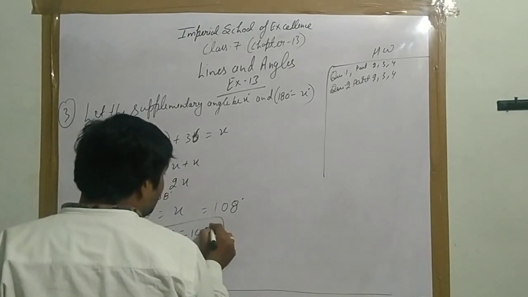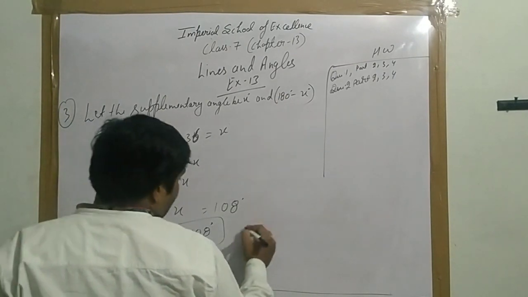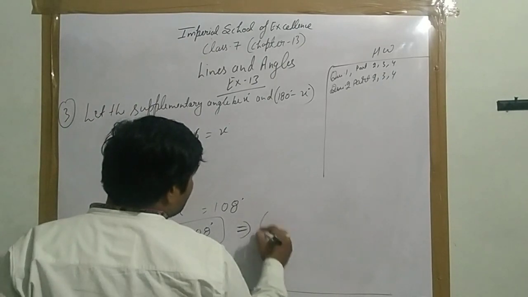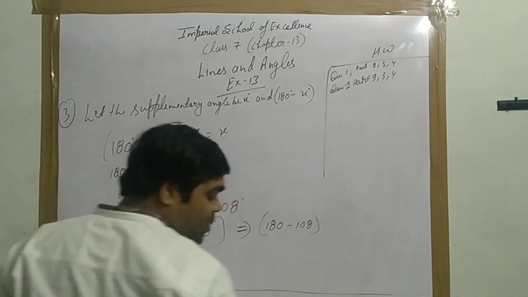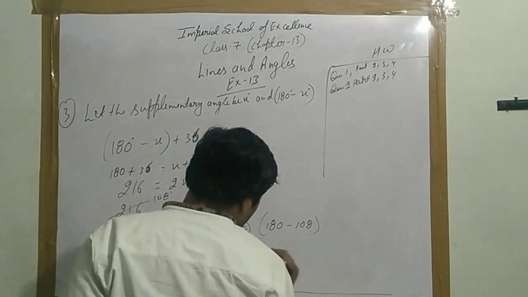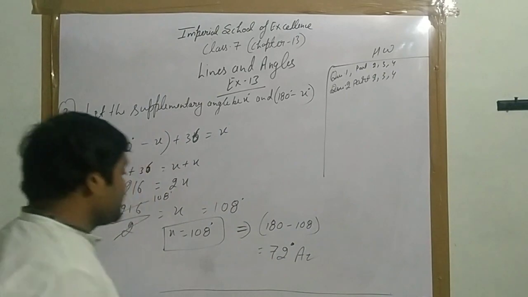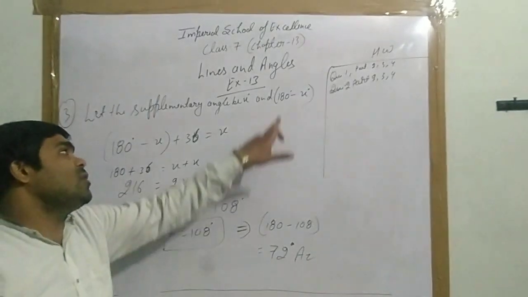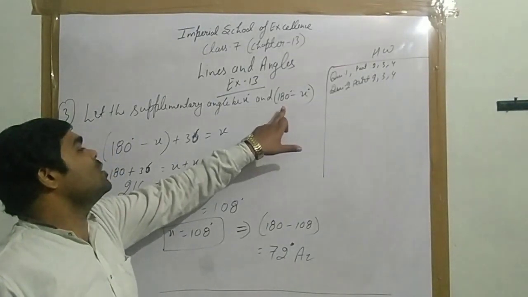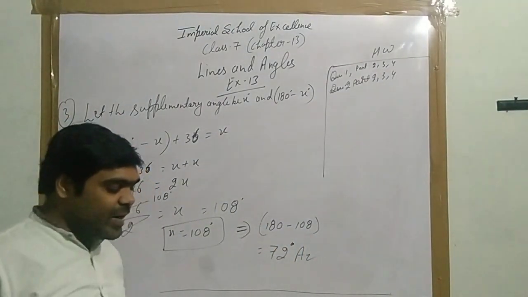Then what you have to do? We have to find 180 minus x. So 180 minus 108, since the value of x is 108. Your answer will be 72 degrees. This is your answer of question number 3. x is 108, and then you have to find the second angle also: 180 minus 108 equals 72 degrees.